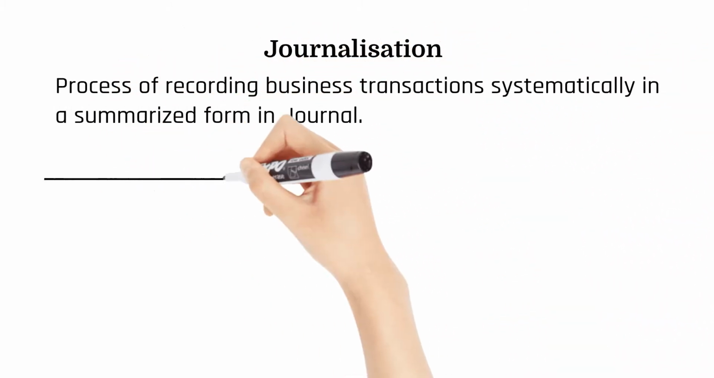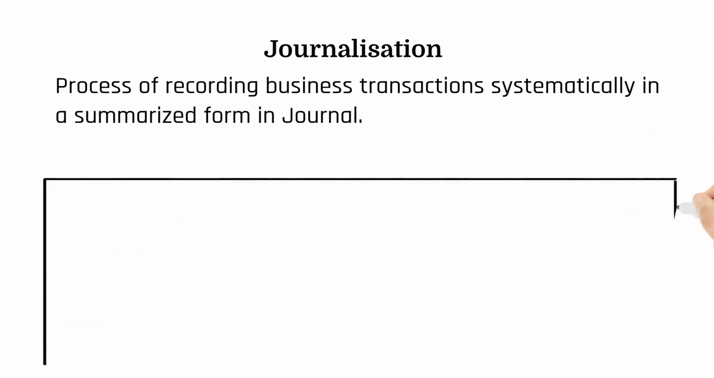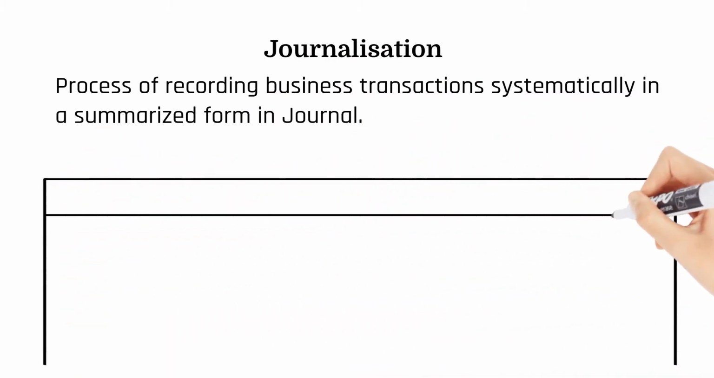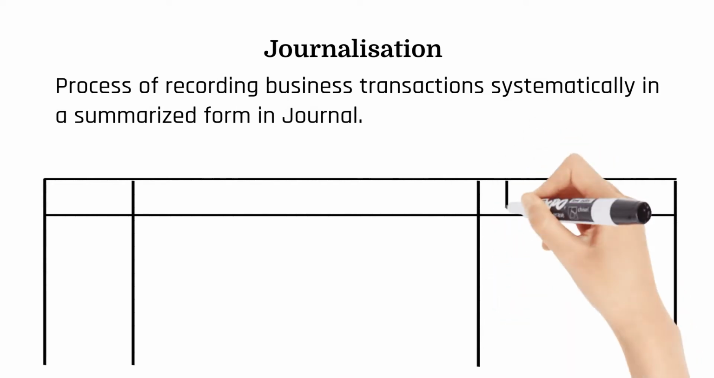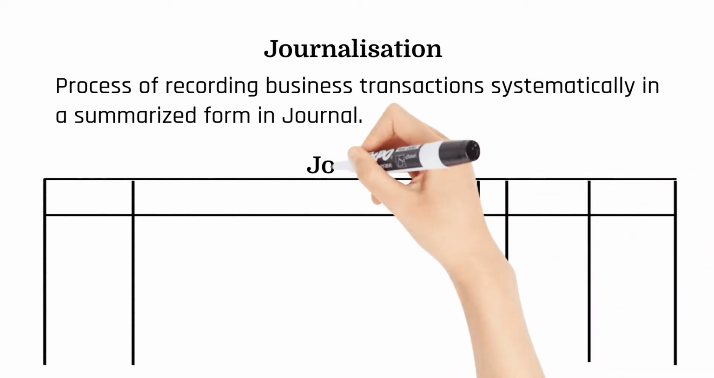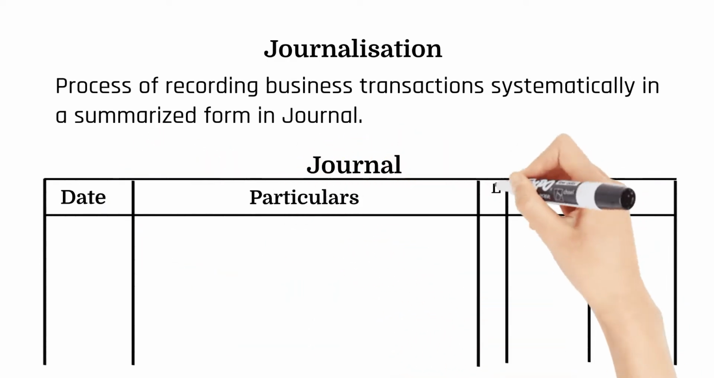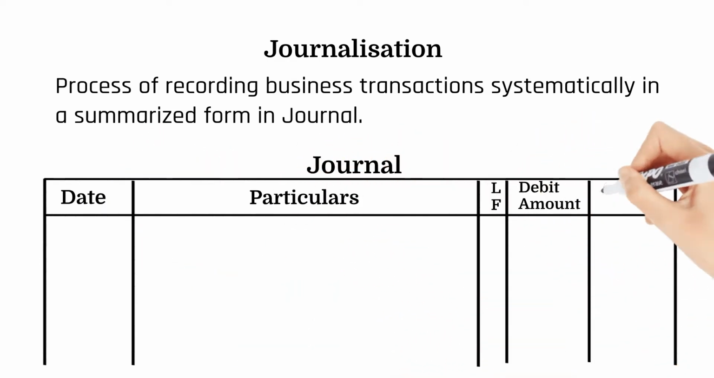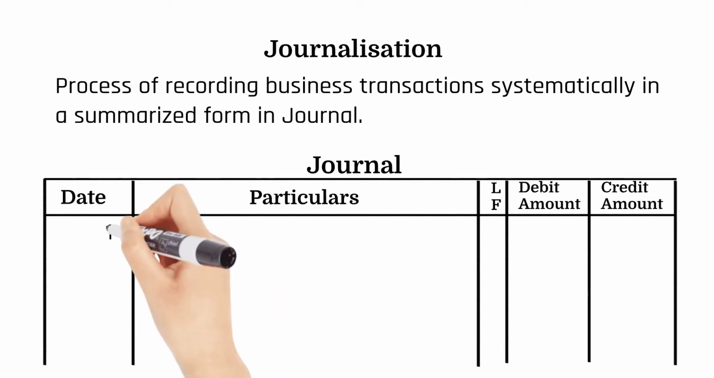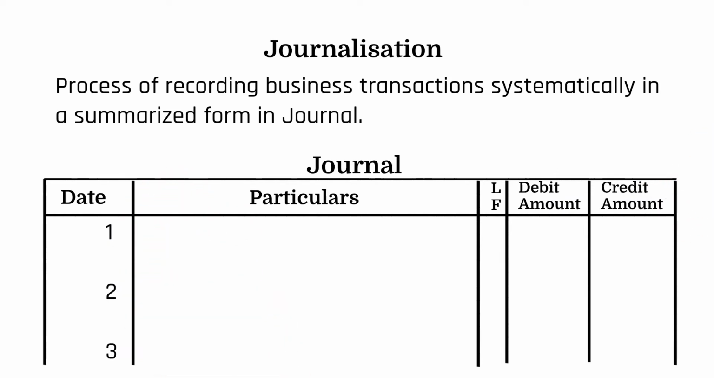journal. And how do we do that? Let us see the format of the journal. We have 5 columns in the journal: date, particulars, LF, that is ledger folio, debit amount and credit amount. The date when the transaction has occurred is recorded in the date column, and yes, in chronological order.